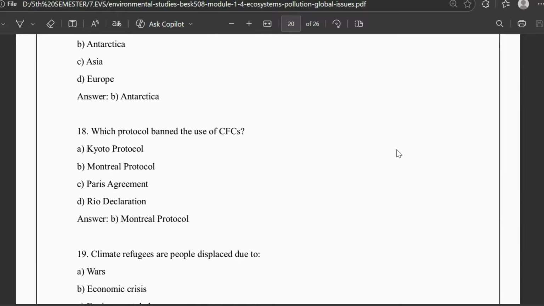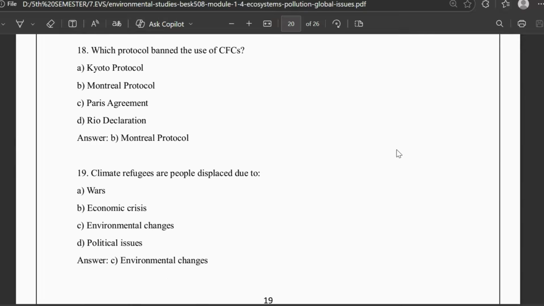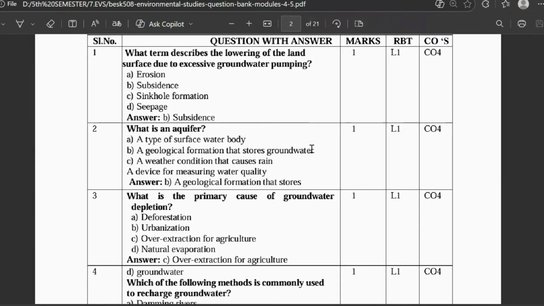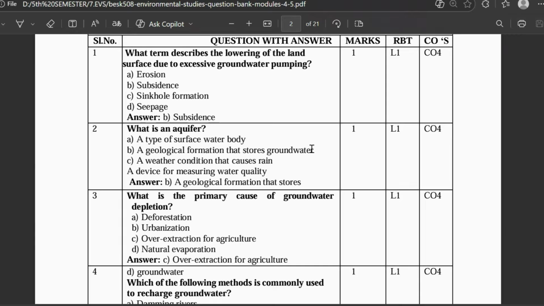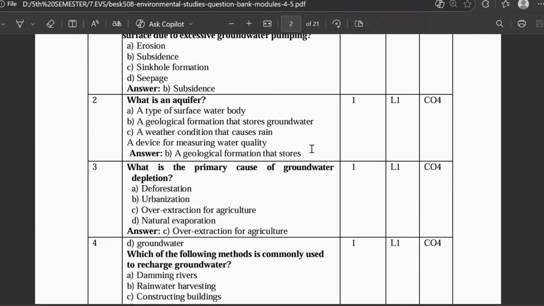Climate refugees are people displaced due to environmental changes, and deforestation contributes to global warming by increasing the CO2 levels. And what is the term used for the lowering of land surfaces due to excessive groundwater pumping? Subsidence. And what is an aquifer? A geological formation that stores water.